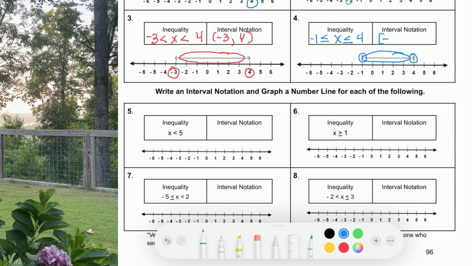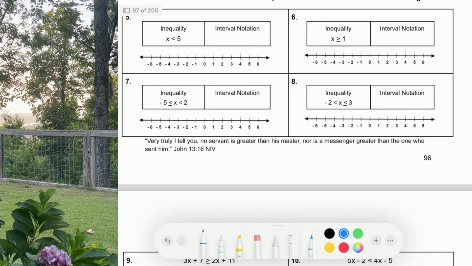Now the interval notation. Since they both have brackets, I'm going to have a bracket, -1, comma, 4, bracket.